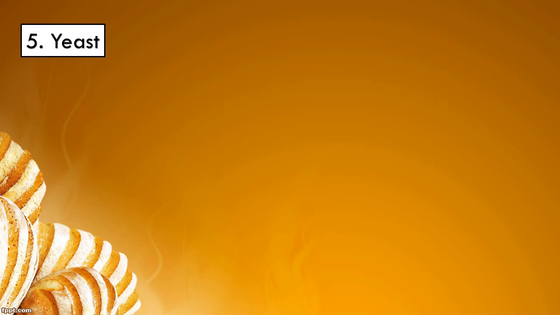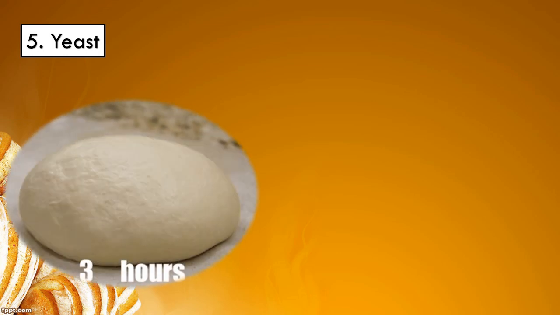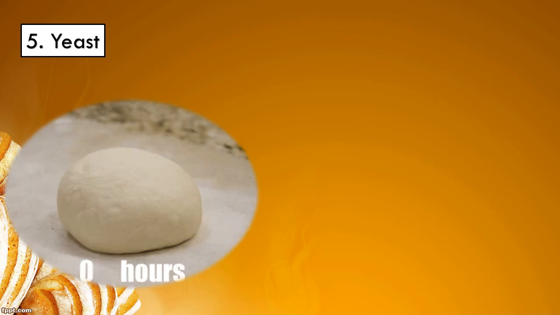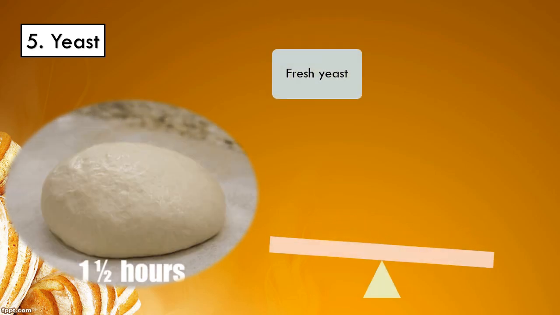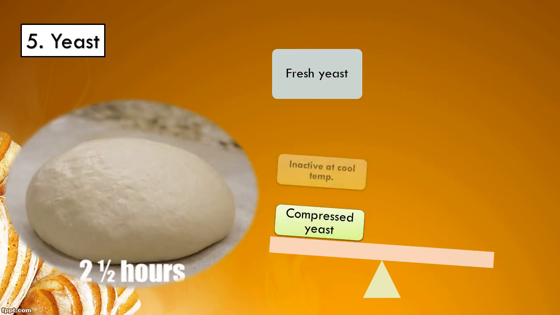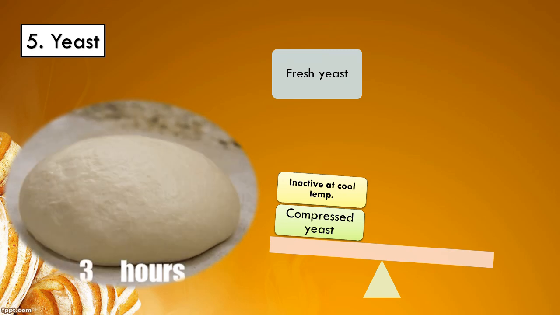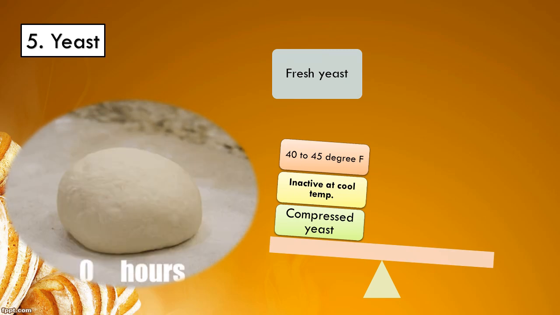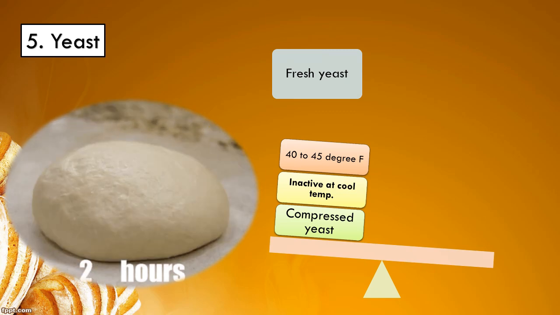The fifth essential ingredient is yeast. Next to the flour, yeast is the most important ingredient for yeast based products. It is available in two forms in commercial markets. The first one is fresh yeast, which is also known as compressed yeast, and is usually inactive at cool temperature. It needs to be maintained at 40 to 45 degrees Fahrenheit for the yeast to get activated for further processes.